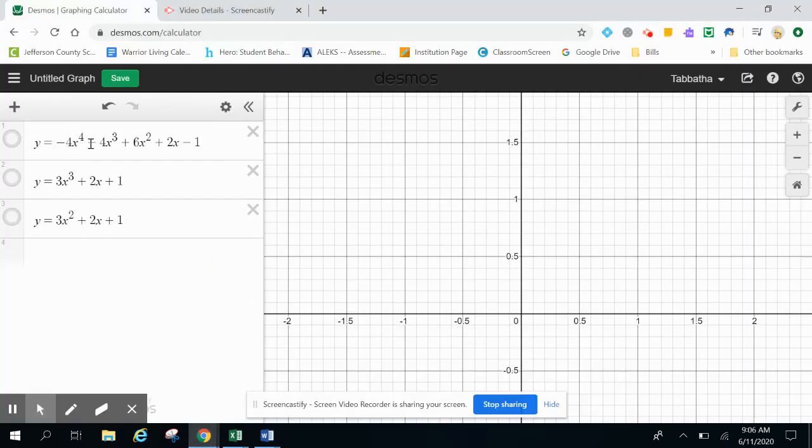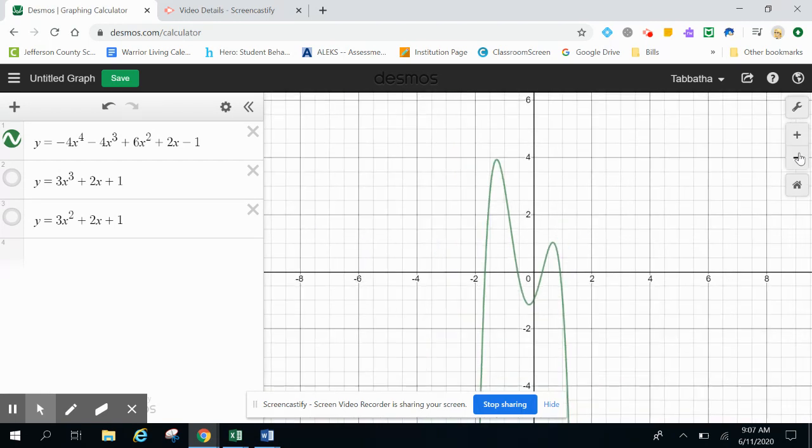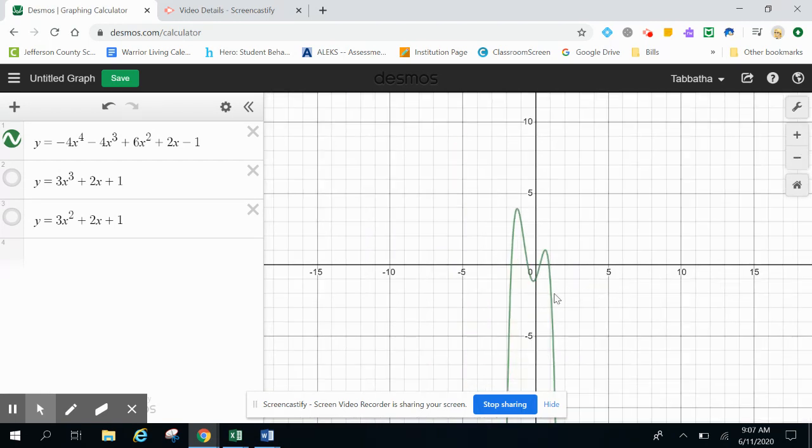All right, so here's our equation. We have an even degree, so that means that both sides are going to do what? And because this is a negative number up front, that means that the right side is going to go down. And so negative, even, they both do the same thing, going down. So the right side's going down and the left side's going down.